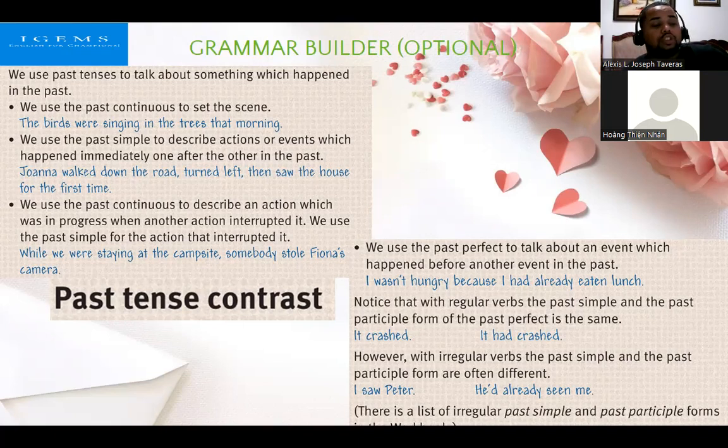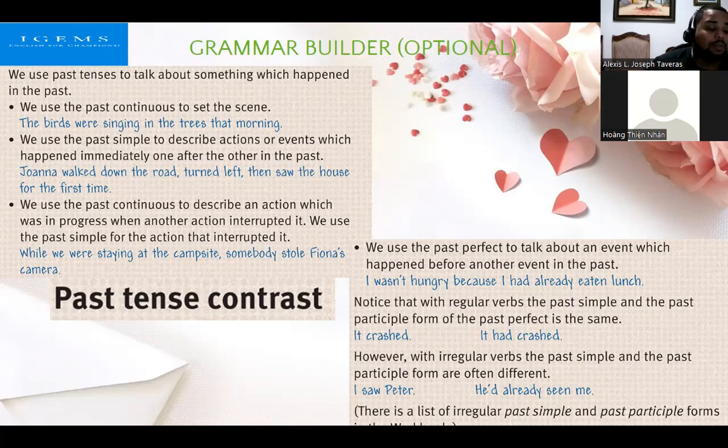That is correct. We use the past continuous to describe an action which was in progress, which means was taking place, all right? When another action, which means something that was being done, was interrupted, all right? We use the past simple for an action that interrupted, that was stopped, all right? That is not being done no more.